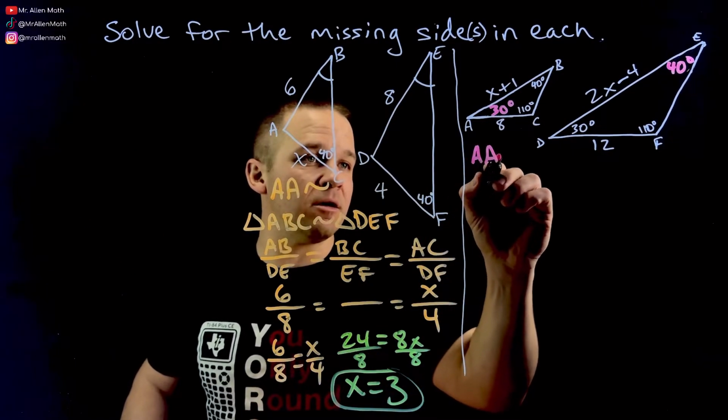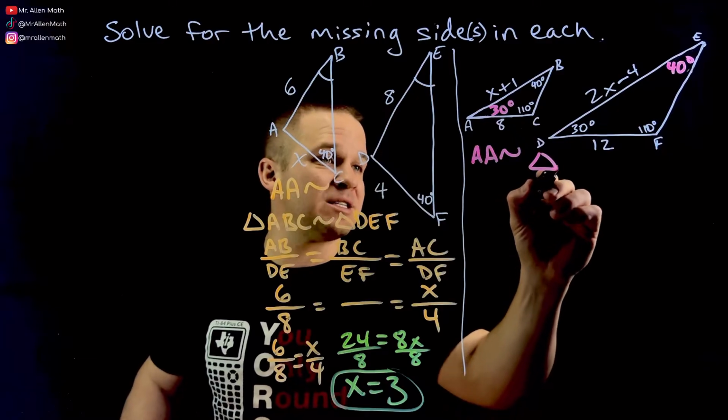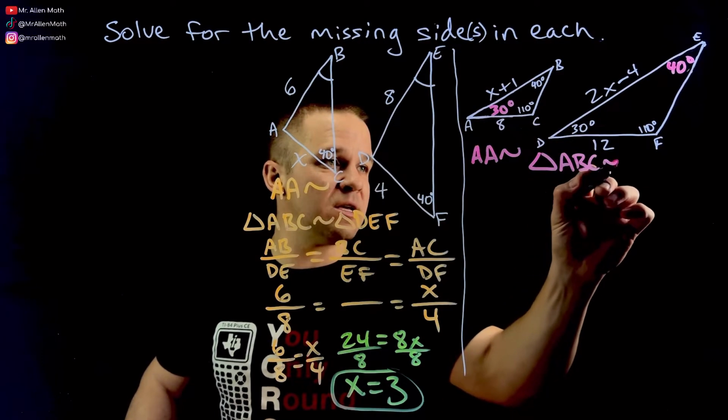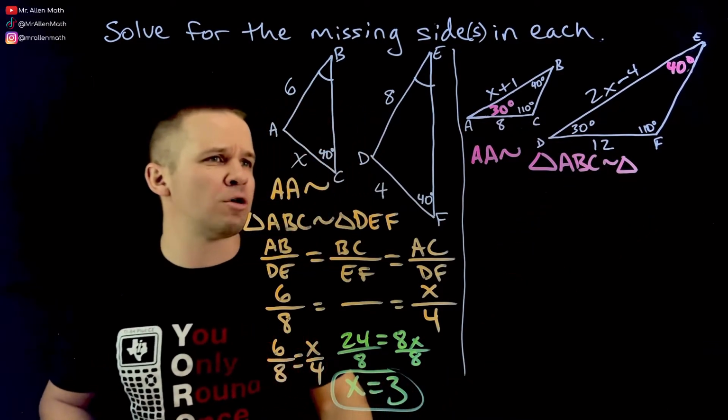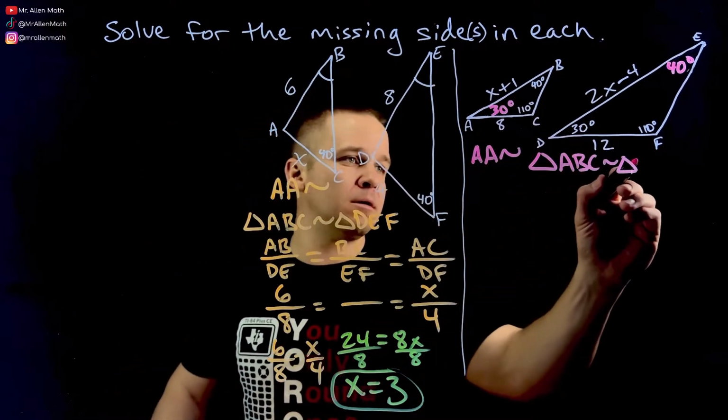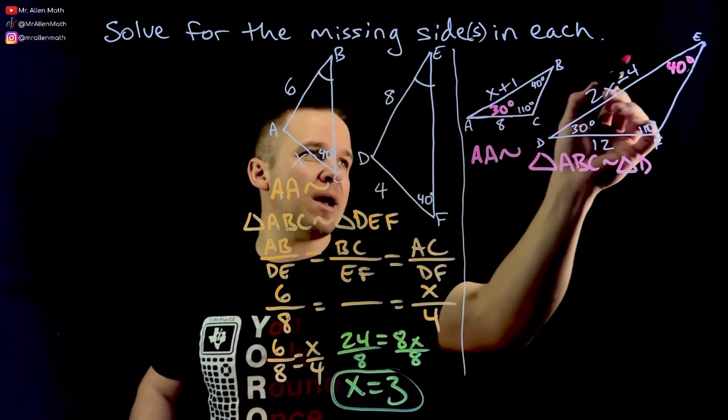Once again, angle similarity. Let's write a similarity statement. ABC is similar to which triangle? Let's see here. A would match up with D because they're both 30. B would match up with E.